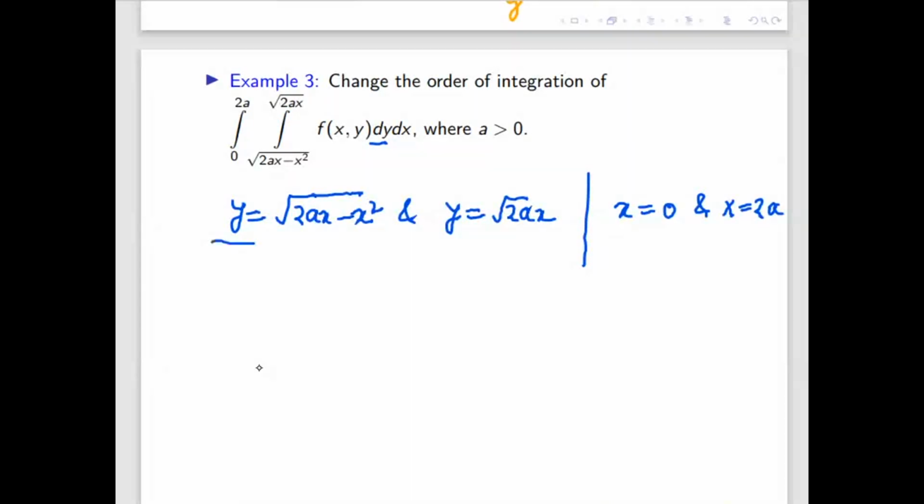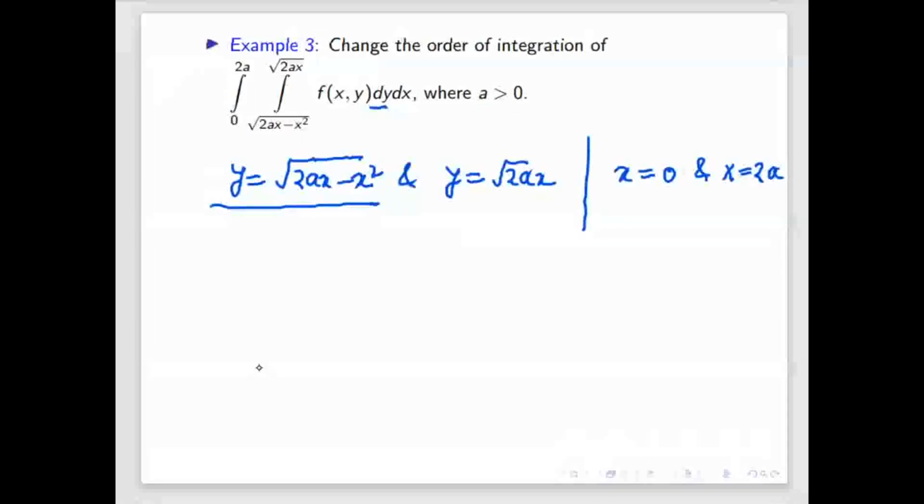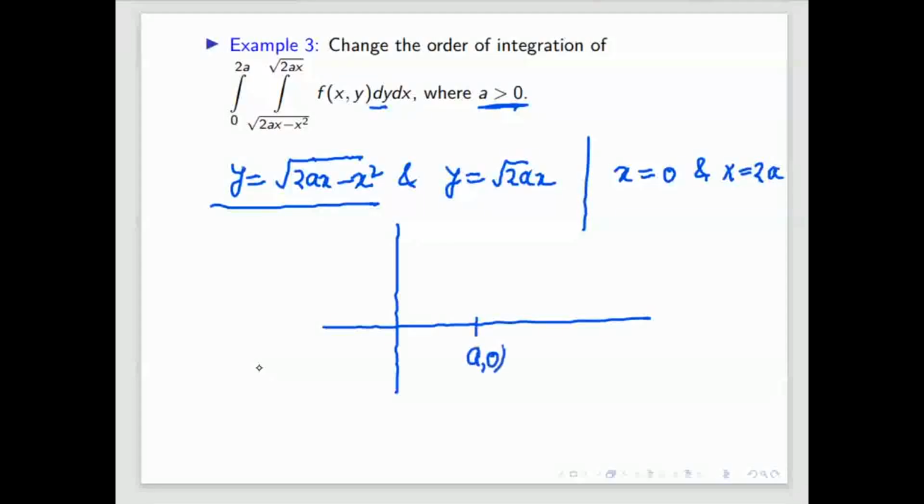So what does it represent, this one, the y equal to square root of 2ax minus x square? Circle. So it is a circle with center what and radius what? Center a comma 0, radius a, touching origin. Here a is positive, so definitely it will go in the positive direction side. So suppose this is a, so center a comma 0 and radius a. So I'm just putting the picture of circle.